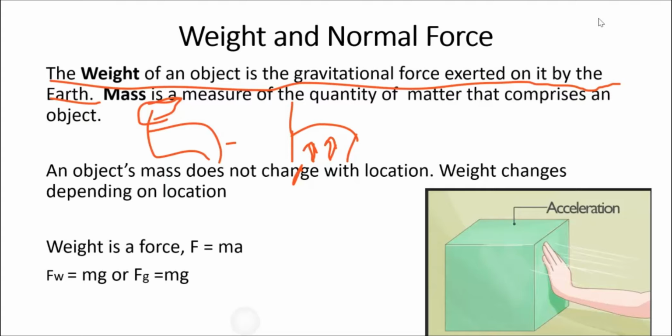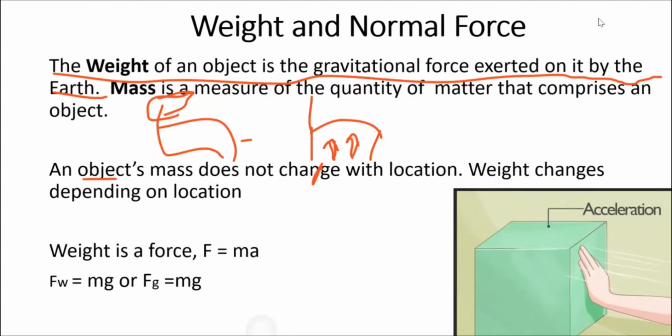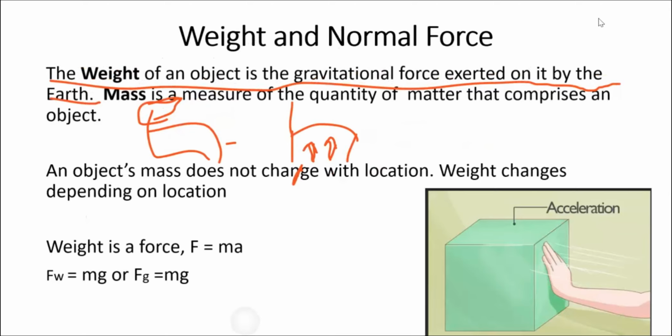That's why we have it here. It says an object's mass does not change with location. The weight depends on the location. So here we have weight is a force, because something has to be applied to the mass. Gravitational force has to be applied to the mass for it to determine the weight.